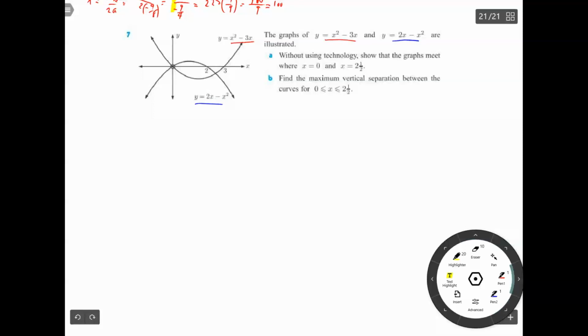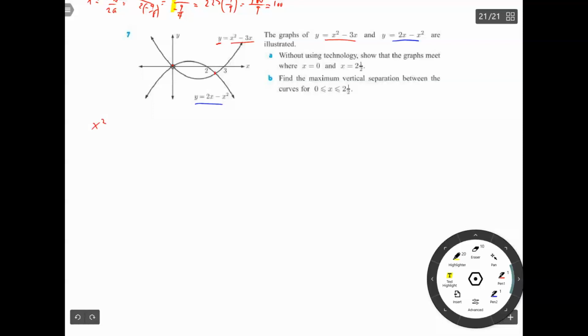Show that the graphs meet where x equals 0 and x equals 2.5, and they want us to do that without the calculator. Well, to find the intersection points, these points here, what we need to do is set them equal to each other, because at these intersection points the x and y values are exactly the same. So when I assume that this y value is the same as the other y value, I can set the right sides equal to each other, okay?